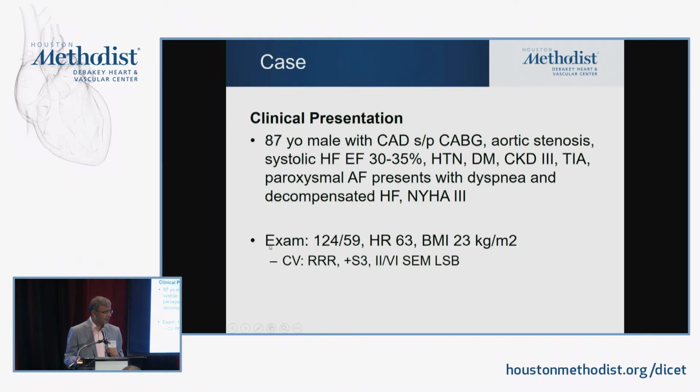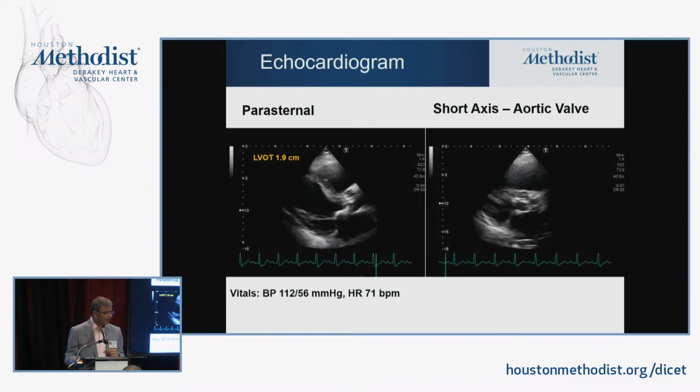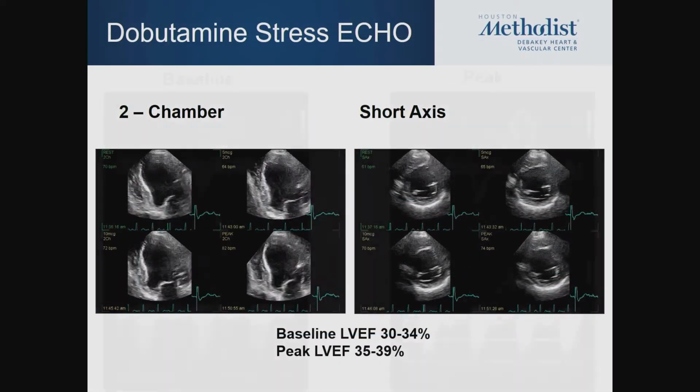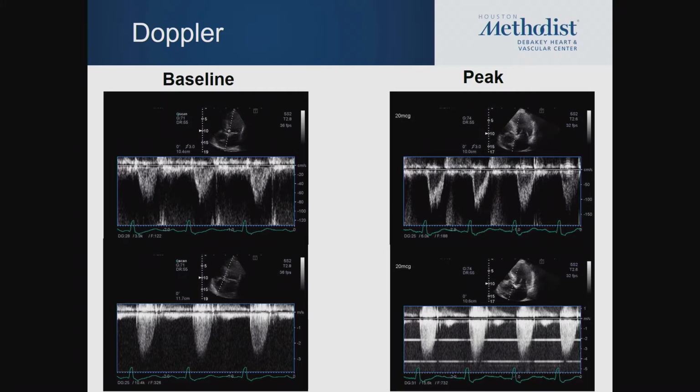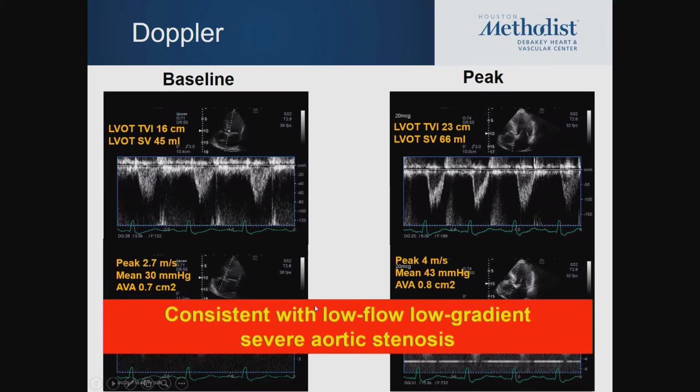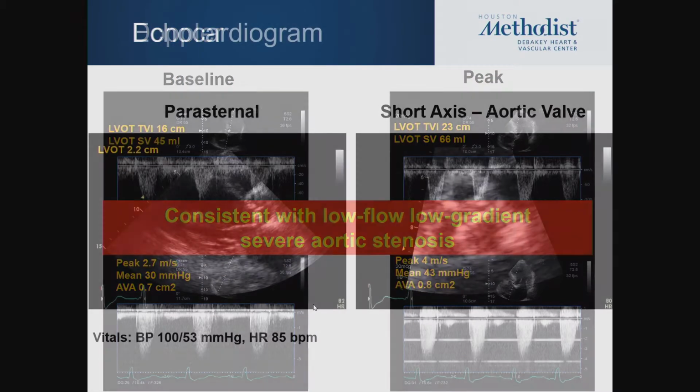So this is a case in point, 87 with all the comorbidities that you can think of. Heart is depressed, valve is calcific, and you give it a dobutamine echocardiogram. Baseline EF is in the 30s, EF goes up a little more, and let's take a look at what really happens here. Stroke volume at 45 goes up to 66, velocity at 2.7, look at how much it increases at 4. So valve area stays really rather tight, I would say 0.7, 0.8. So this is really severe aortic stenosis, low flow situation.